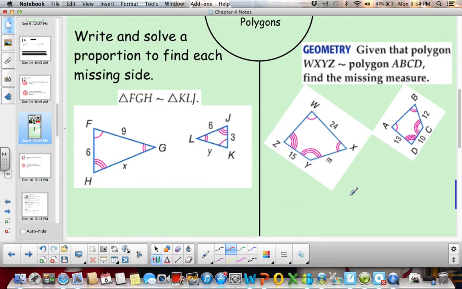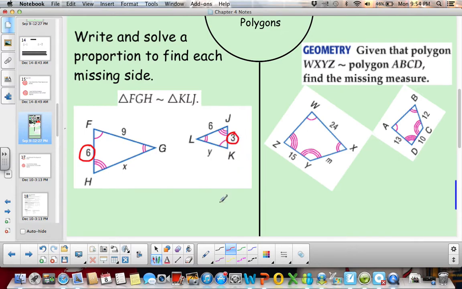So if we are given two triangles like we are here, and we are told that they are similar, how can we find the missing sides? So again, we look for our corresponding sides, and on my smaller triangle I can see that my 3 is right in between my angle 1 and angle 3, and I can see on this side between my angle 1 and angle 3 is a 6. So I have a 3 and a 6.